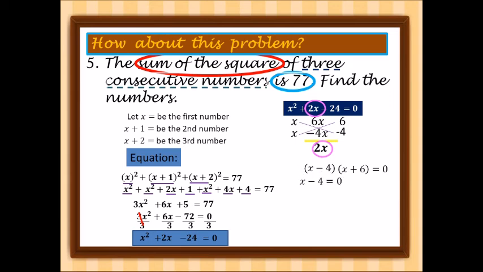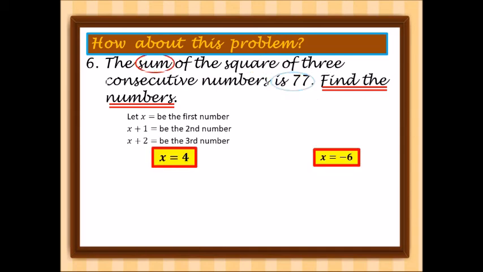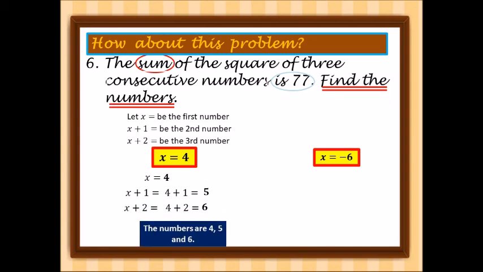So the values of x here is equal to x minus 4 is equal to 0 and x plus 6 is equal to 0. So the values of x are 4 and of course negative 6. So we will be finding the numbers. So we'll have there, if x is equal to 4, the first number is 4. The second number, let's substitute. So the second number will be 5. And of course, the third number, so we have 4 plus 2, that would give us 6. So if x is equal to 4, the numbers are 4, 5, and 6.